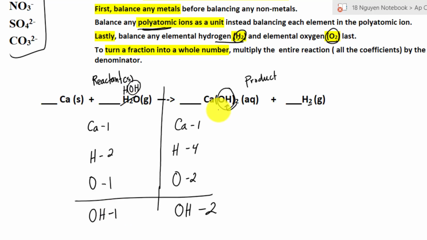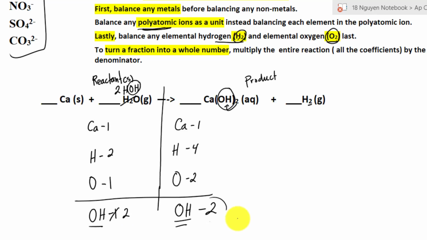So keep that in mind. We balanced the calcium. Now let's look at the polyatomic ions. How many OH do we have here? We have 2. So therefore, this side must have 2 as well. So over here we only have 1. What coefficient goes here to give us 2 OH? Of course, the coefficient is going to be 2, because 2 times gives us now 2 of the OH minus.